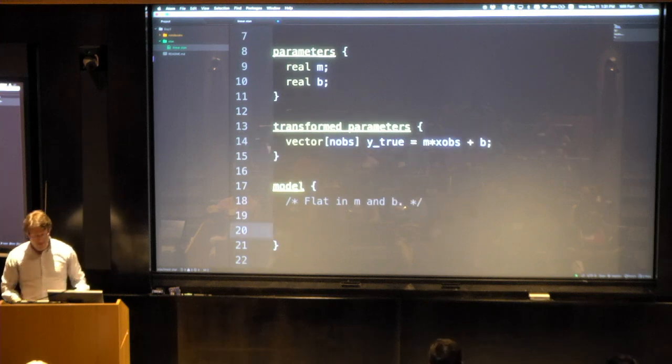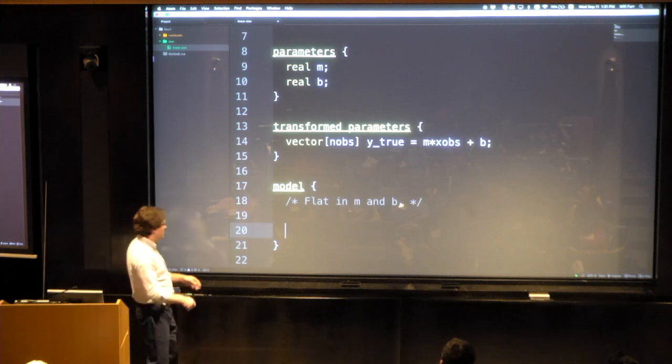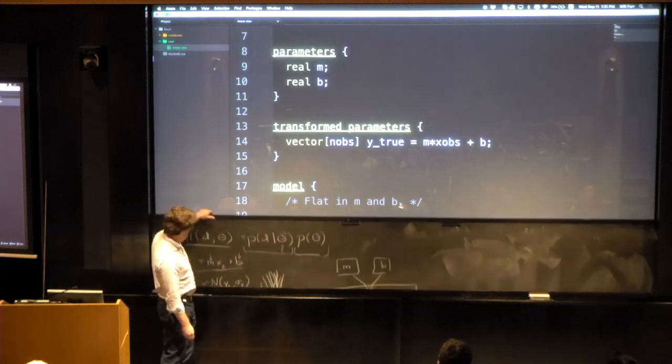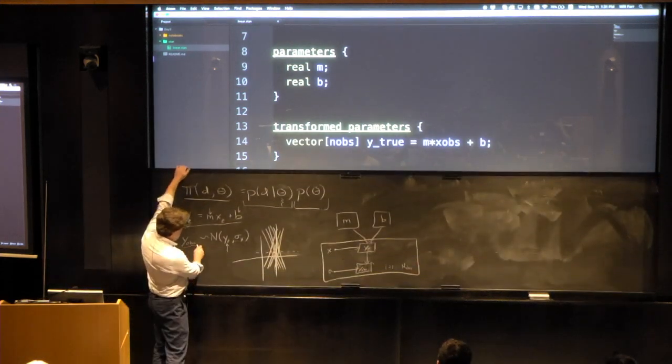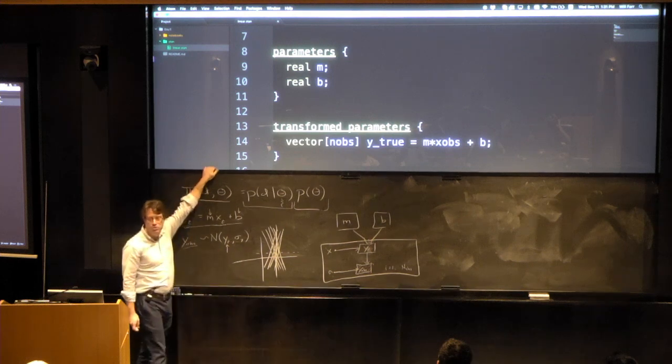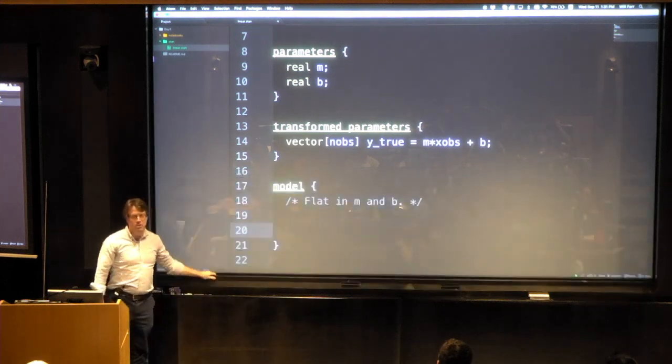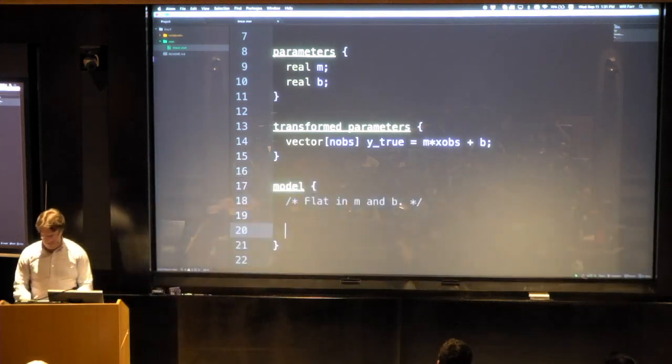The only thing left, if we have all flat priors, is the likelihood function. And we said that Y obs should be normally distributed about Y true with uncertainty sigma Y. So let's code that up.